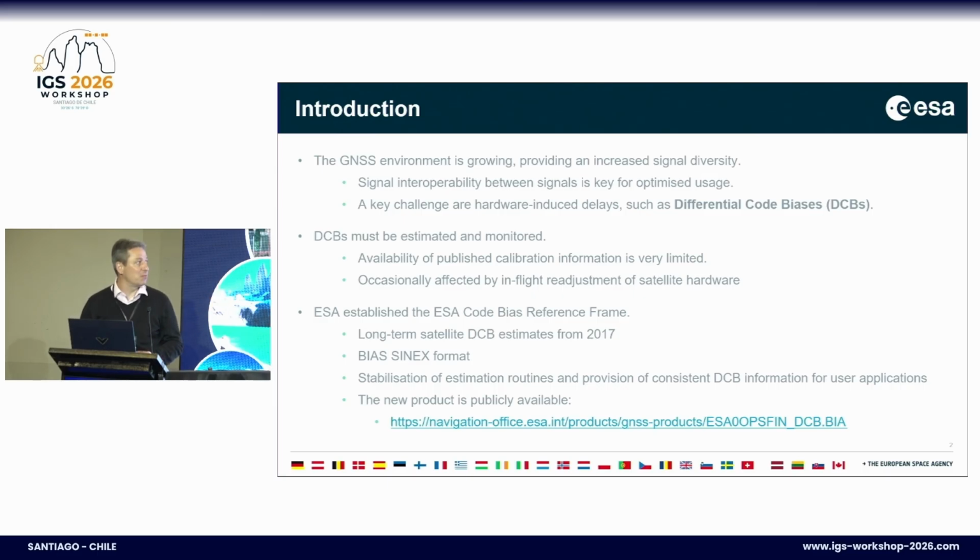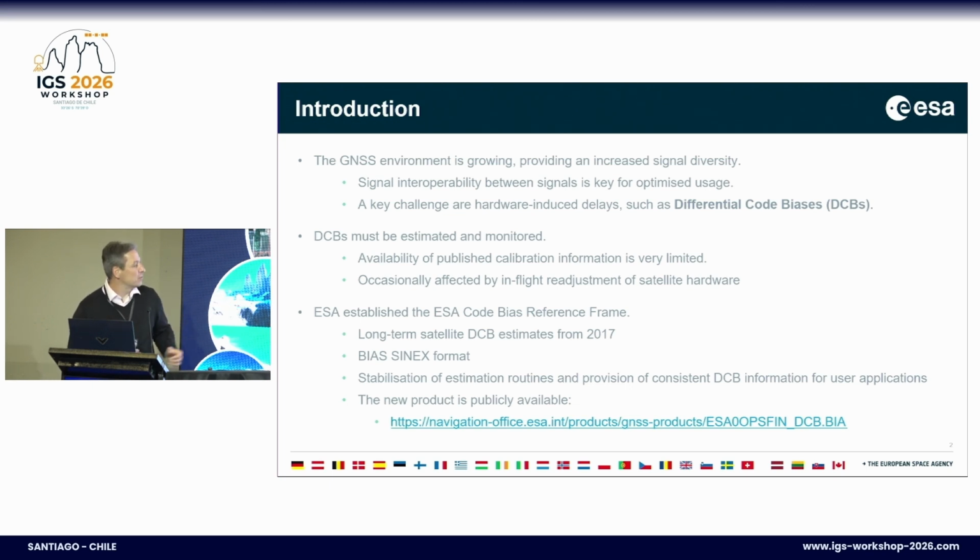So why do we have to estimate these biases? We have some bias calibrations from the GNSS service providers, but unfortunately not for all satellites, and the biases are also changing over time. For example, if the satellite switches from one signal generation chain to another one, or if the biases are recalibrated in the satellite.